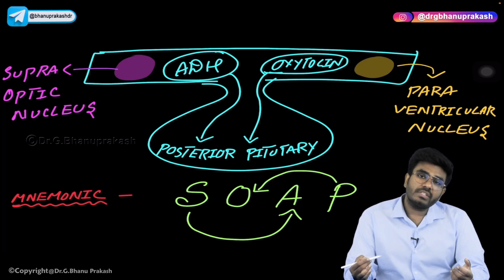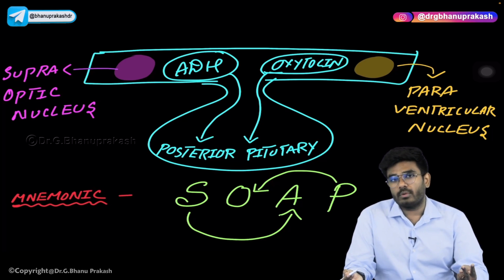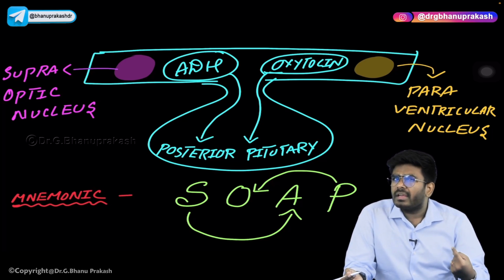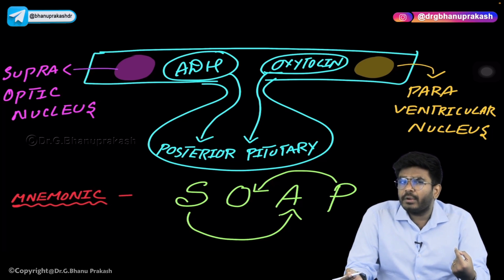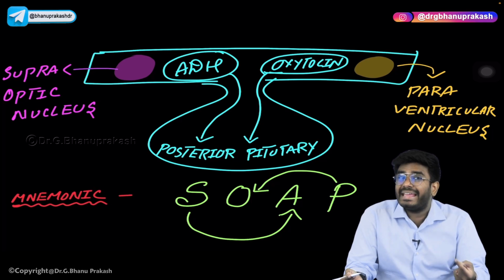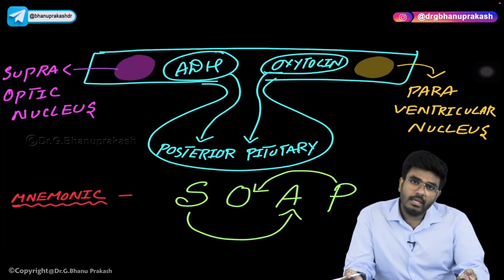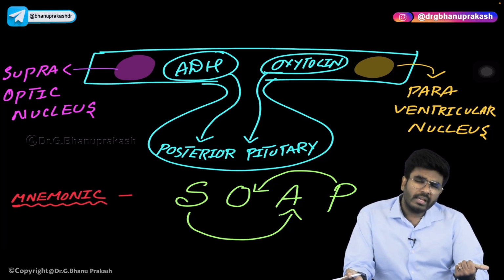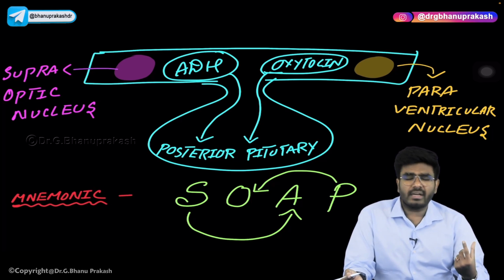So what are the hormones which are stored in the posterior pituitary? Two hormones. One is oxytocin and the second one is antidiuretic hormone. Can you name me the other name of antidiuretic hormone? Antidiuretic hormone, ADH, is also called vasopressin. So if I use antidiuretic hormone or if I use the name vasopressin, it's one and the same.